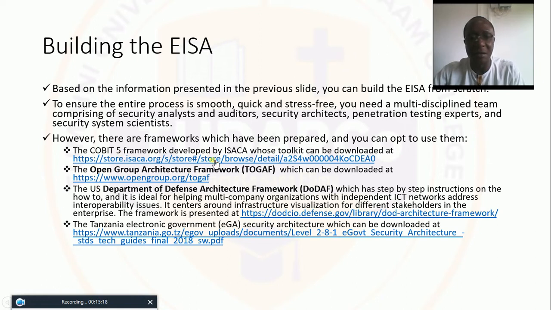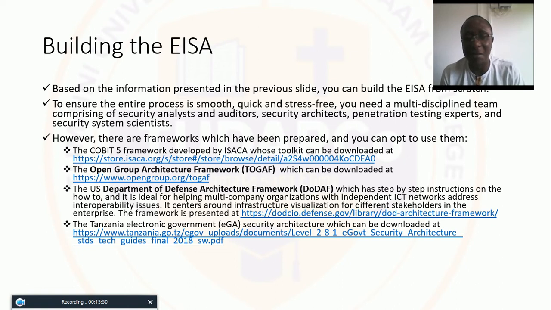There is another one we call the Open Group Architecture Framework, TOGAF. You can download it here. It is another framework which can guide you in the building of EISA. And the US Department of Defense has created many things when it comes to the internet world. Even the internet we are using now has its rules from the US Department of Defense, who are the ones who created and designed it.